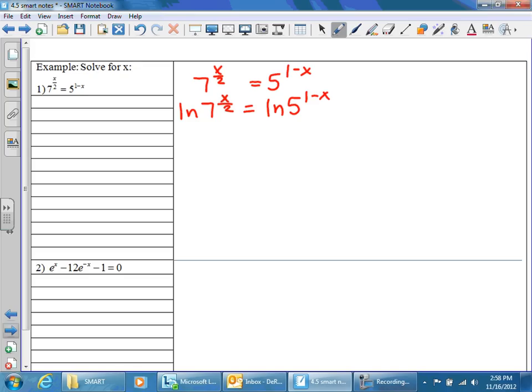Now that I've ln both sides, I can bring those variables, or the exponents, down in front. Make sure you use parentheses when you bring this guy down so the whole thing is multiplied by ln of 5, not just the x. Okay, now I've got an x in a couple different places. I've got an x here and an x here, and I know I need to get all my x's on the same side. So I'm going to go ahead and distribute on the left.